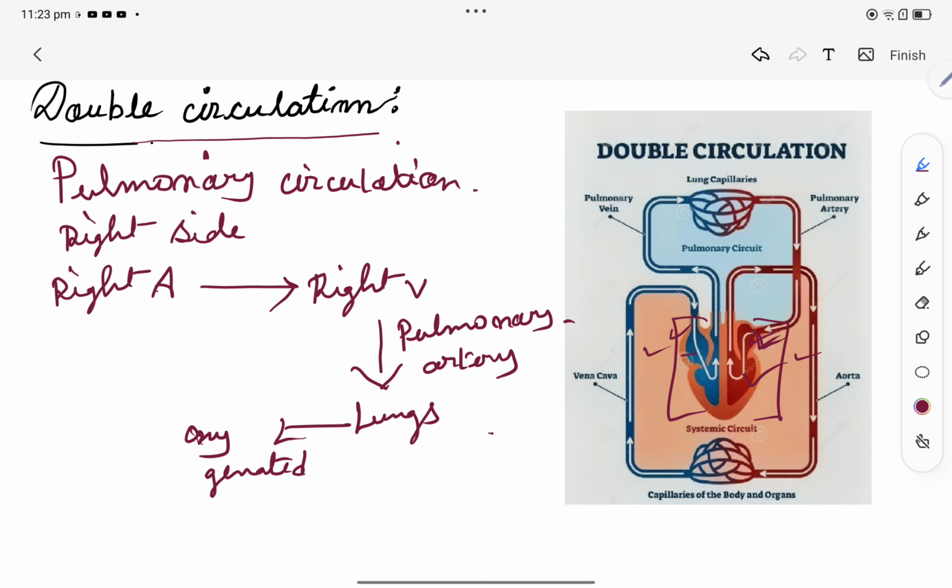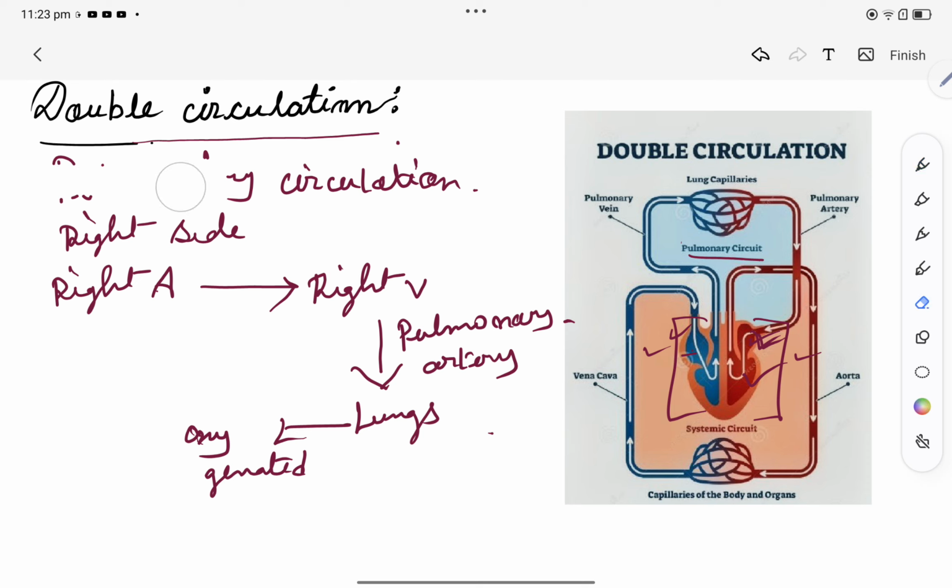Here we can see this is the pulmonary circuit. From the pulmonary artery, it is reaching the lung capillaries and getting oxygenated, right? After getting oxygenated, it will again enter the left atrium. That is the left side of the heart. Now this is pulmonary circulation.